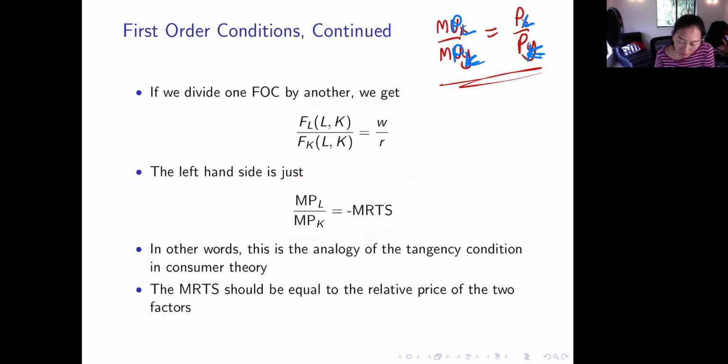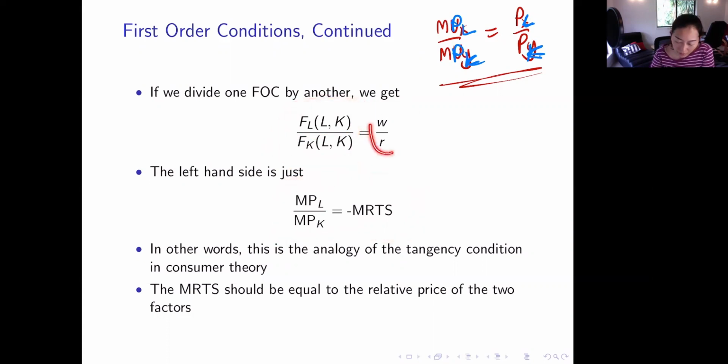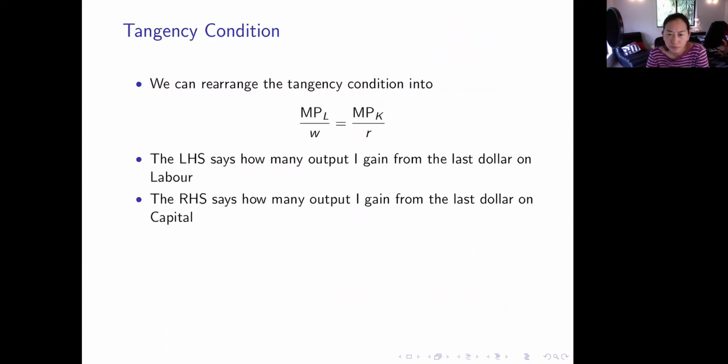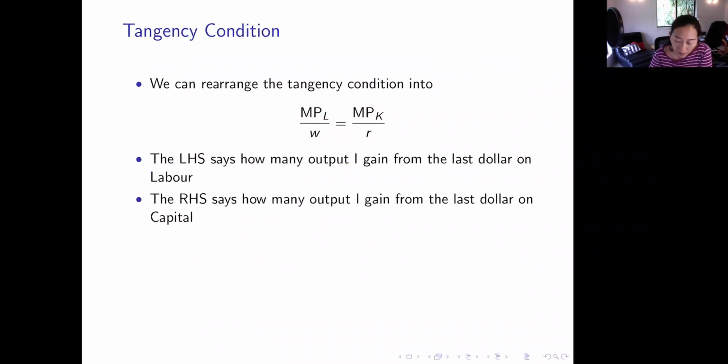This is called the left-hand side. This one is just the slope of the isoquant, and the right-hand side is the price ratio, but we're not talking about the cost line yet, so I cannot really refer to this as the slope of the iso-cost. So I'm not going to talk about that yet, but pretty much it is just a tangency condition, right? Where MRTS should be equal to the relative price of the two factors. And I can rearrange this equation, right? Then I get MPL over the wage w is equal to MPK over r.